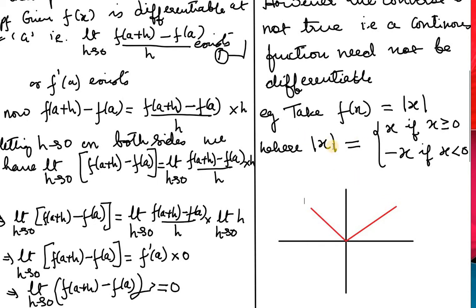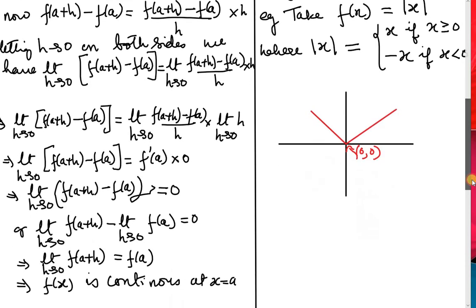As we all know, the graph of this function f(x) equal to mod x is of this form. So now what we need to show is that at this point 0, which is the origin, f(x) is not differentiable. That means we cannot draw a definite tangent or a definite slope at this point (0, 0), which is the origin. So let us show that by using the definition that the limit of the left hand derivative and the right hand derivative does not exist.